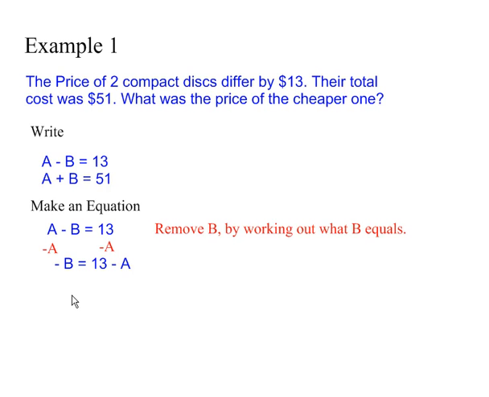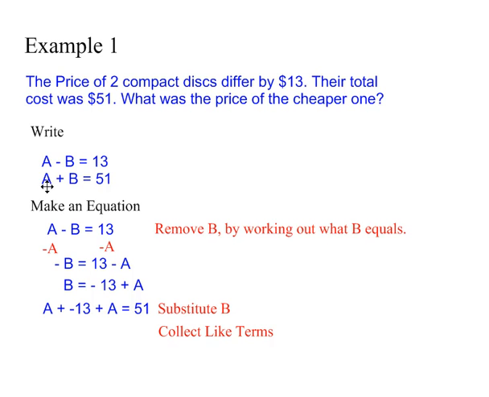Now remember, I can't leave it as negative, so what I do is multiply everything by -1, which makes the B a positive, the 13 obviously becomes a negative, and the A becomes a plus as well. Now here's the substitution. So I can actually take that B and remove it. I'll show you what I mean.